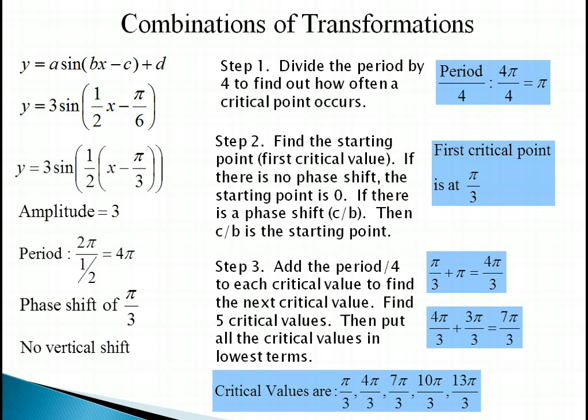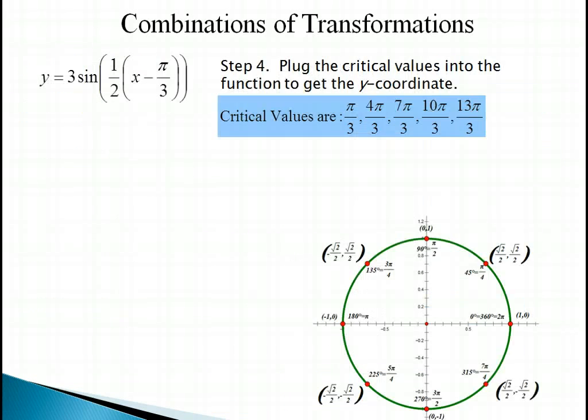Now that you have all your critical values, you're going to plug them into the function, and hopefully you're going to know what to get out, because our amplitude is 3, our highest point is going to be at 3, and our lowest at -3. In this case, there's no vertical shift, so it's just going to be at 3 and -3. So plug them in.